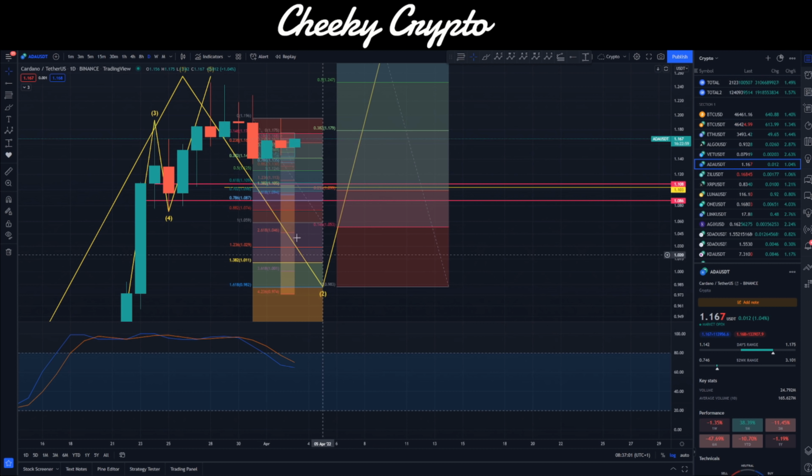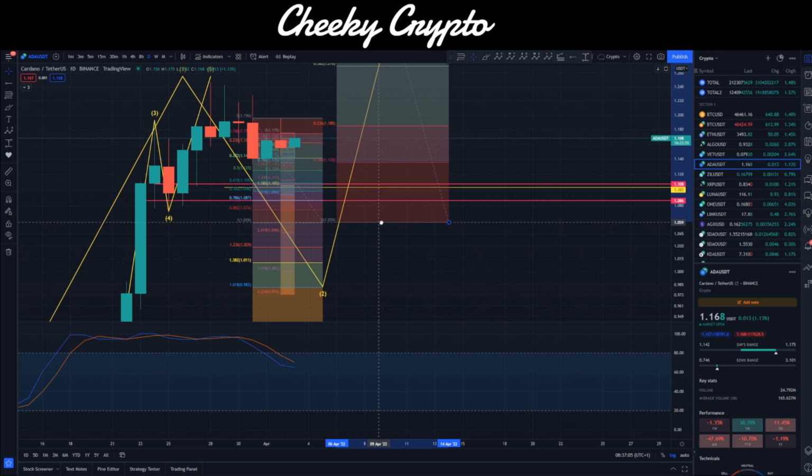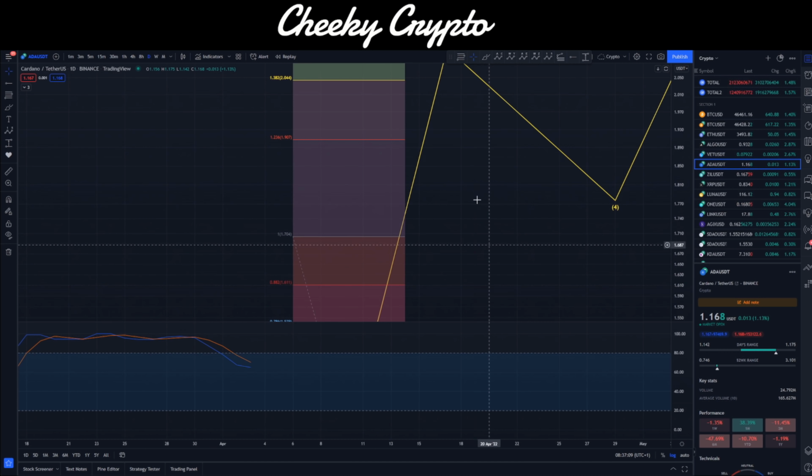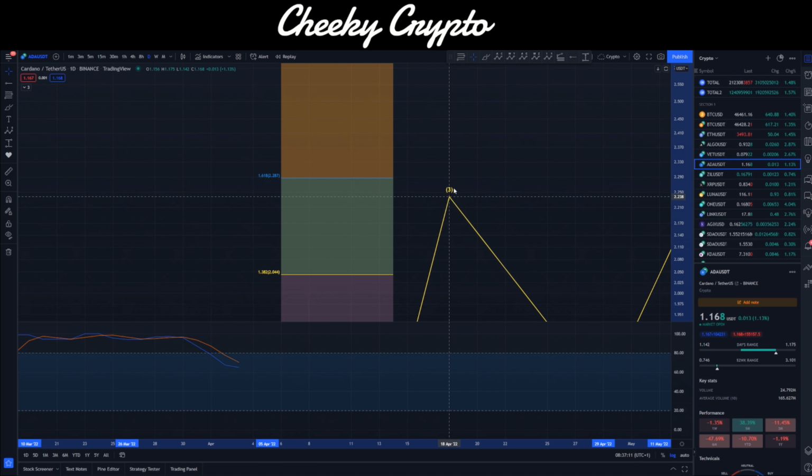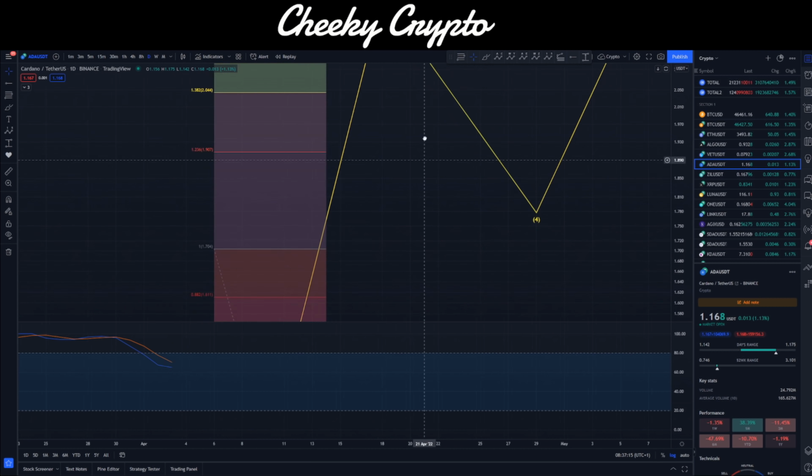Now, the higher that our correction goes, let's hypothetically say that it is just a 1-to-1 ratio and we don't drop down that low, then our third wave would have to go higher to $2.28, okay, and then a fourth wave correction and so forth.